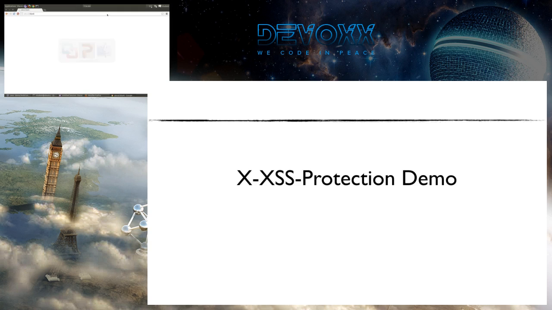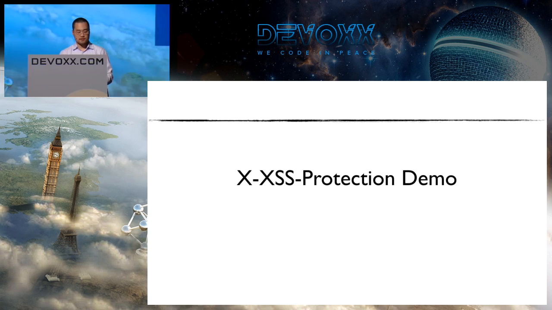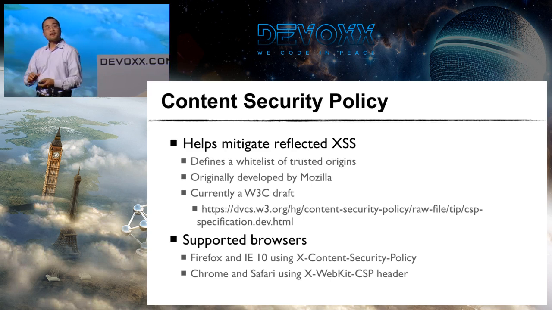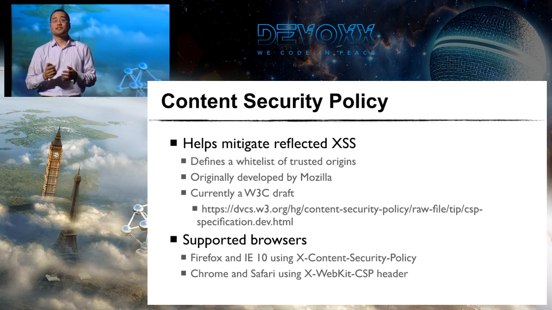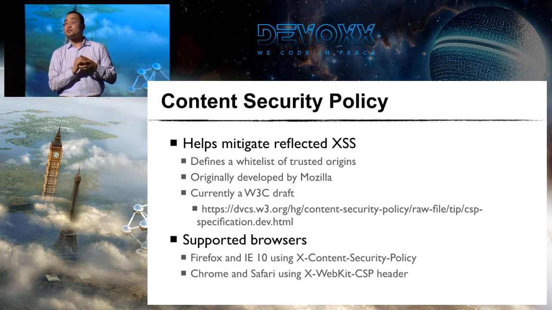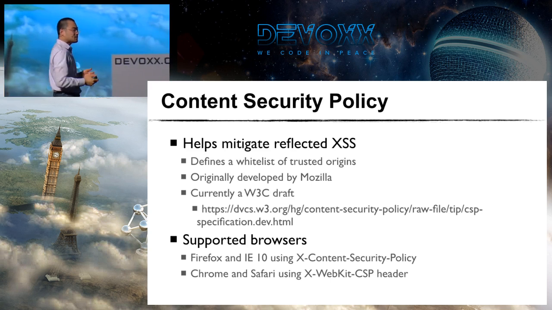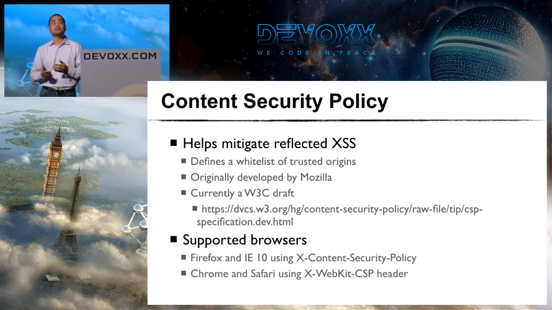So if I switch back to the slides here, all right, again, that was 2 ways to prevent cross-site scripting. We're actually going to talk about 3 different ways. And the third way is using content security policy.